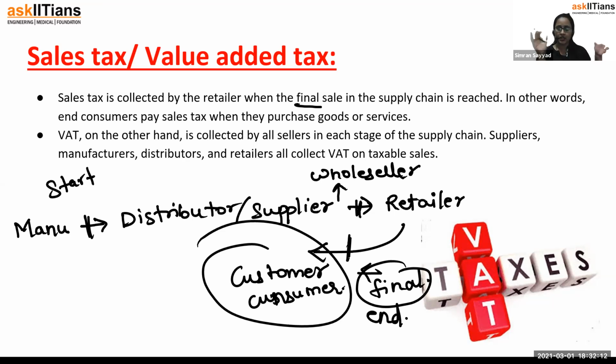Understood what is the difference between sales tax and value added tax? Sales tax, who pays? Only the customer, the consumer, the final part over here. Who do we pay it to? Of course, the retailer, because we are buying from the retailer. But on the contrary, what is VAT? What is value added tax? It is nothing but the tax which is collected at each and every step of your supply chain. Understood the basic difference? Okay, perfect.